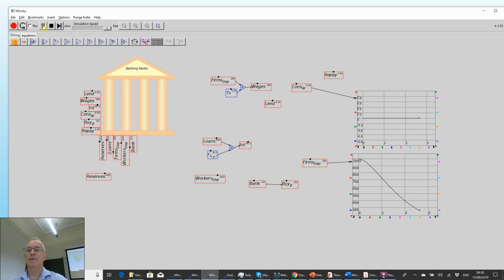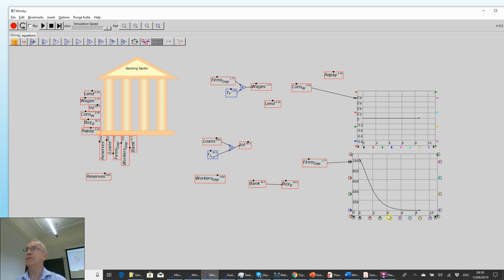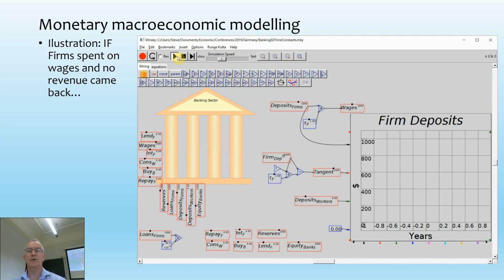Boom. The firm sector disappears, but it doesn't fall flat down to zero. Notice it takes 5 years to get there. That's because if you drew a tangent from here down, then it would hit the 1. And I'll show you that in a moment. But because the money's flowing out, it's like exponential decay. It takes a while to taper down.